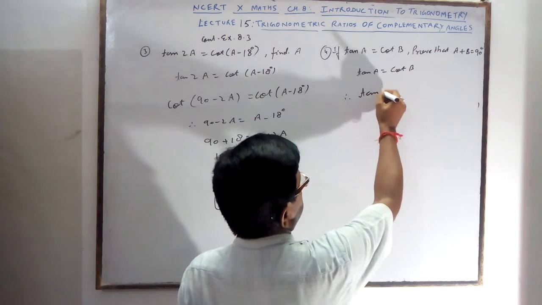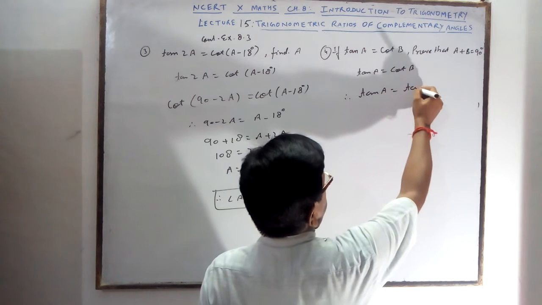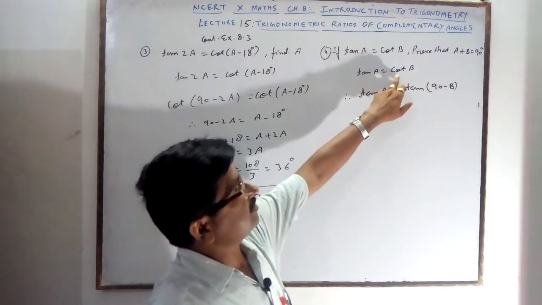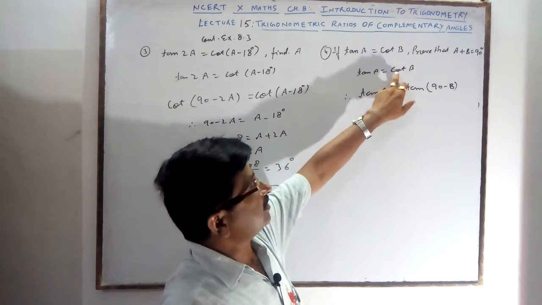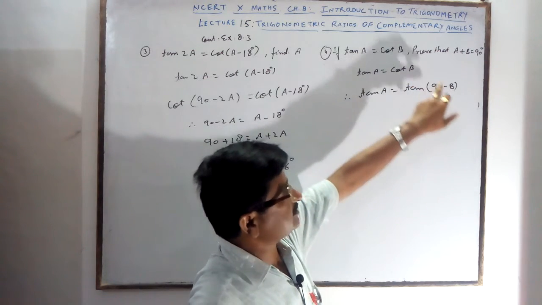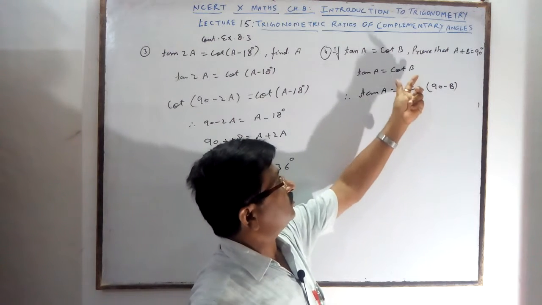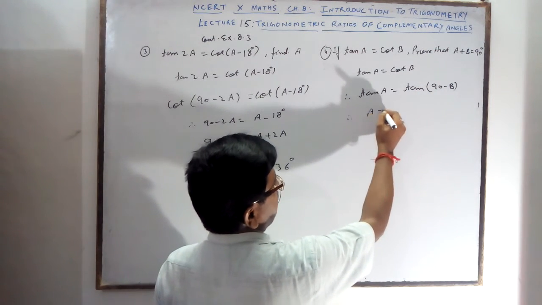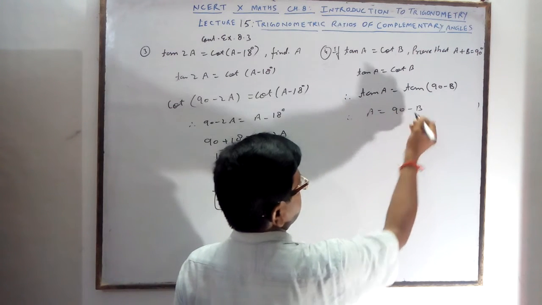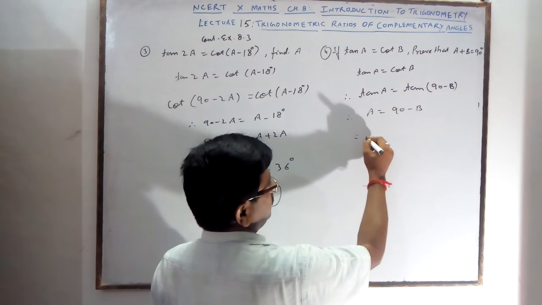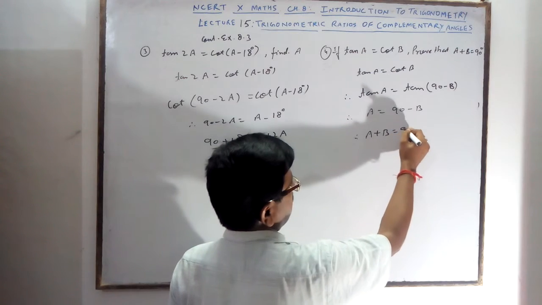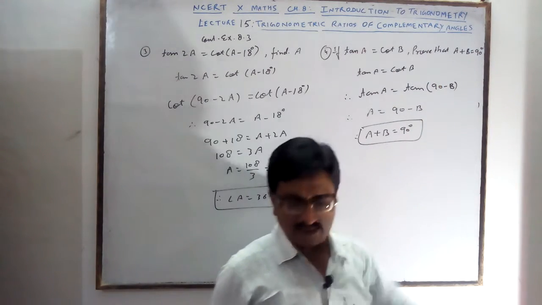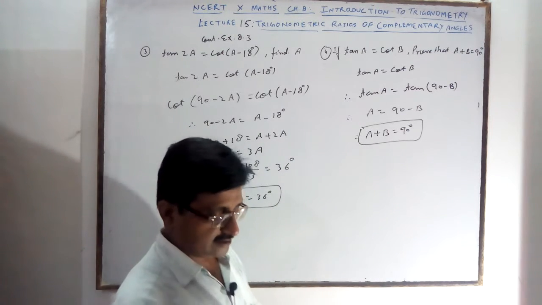Therefore tan A is equal to tan (90 minus B). Why here tan? Because I am changing cot into tan. Cot will be tan, then the angle will be subtracted from 90. So tan (90 minus B). Both sides tan. So you can write angle A is equal to 90 minus B. Transpose it. Therefore A plus B is equal to 90 degree, hence proved. Very simple. Two line, one line and two line questions.